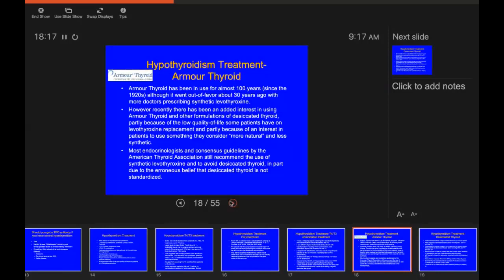And they were very popular from the 20s till about the 60s, which I guess is almost 50 years ago, around the time John F. Kennedy had hypothyroidism, Addison's disease. He got synthetic T3.